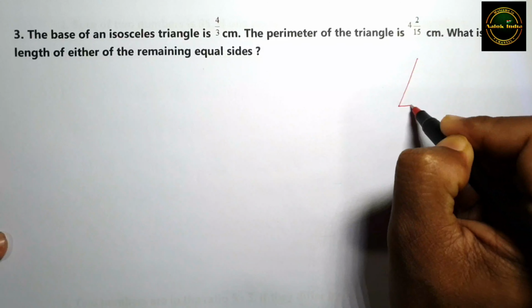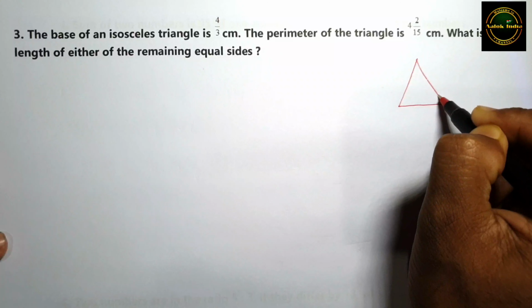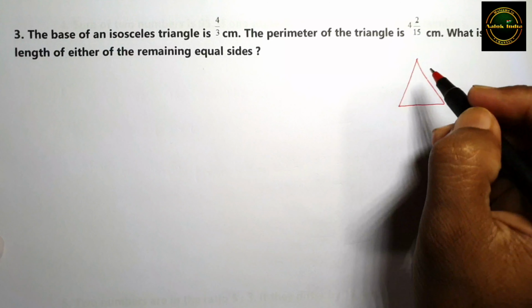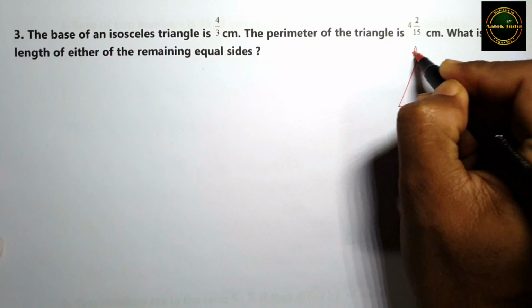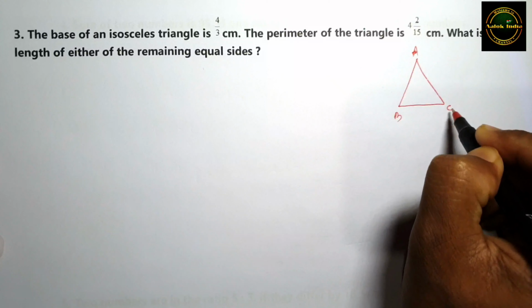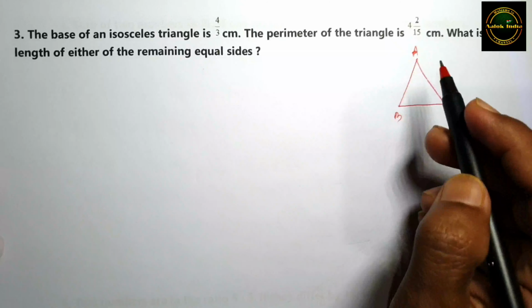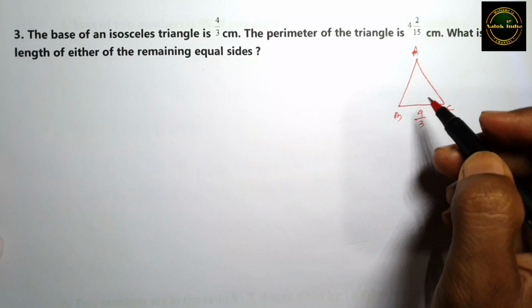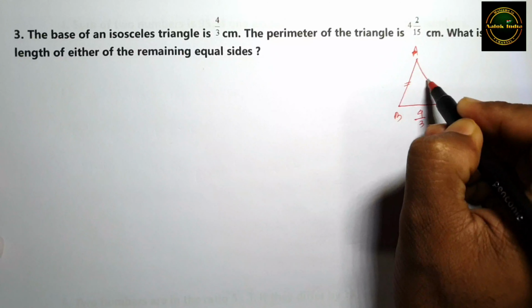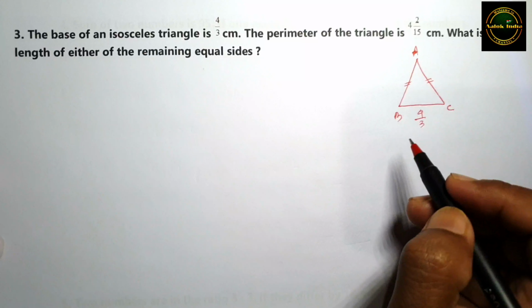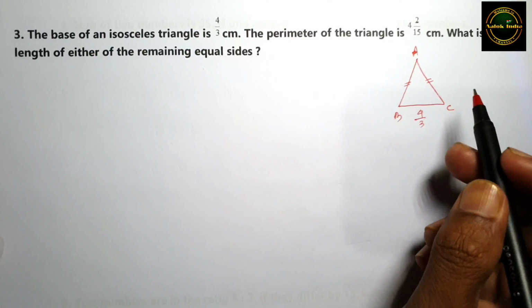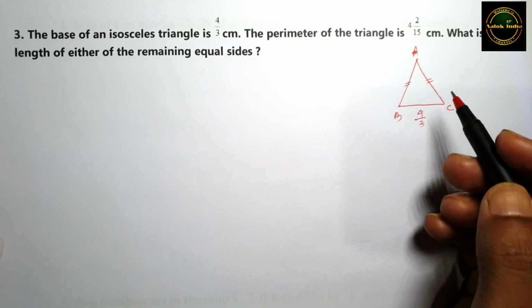just to clear our concepts, what is an isosceles triangle? An isosceles triangle is a triangle where two sides are equal. So ABC is the isosceles triangle, where, as said in the question, the base is 4 by 3. So BC is the base here, which is 4 by 3, and the two equal sides are AB and AC. Again in the question they say the perimeter of the triangle is 4 2 by 15, which is a mixed fraction. Let us convert the mixed fraction into a normal fraction.